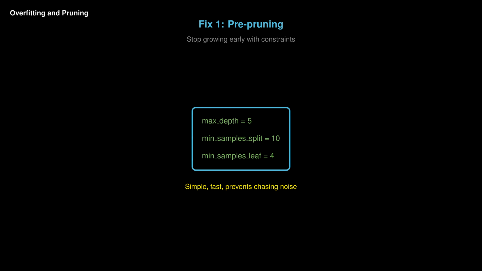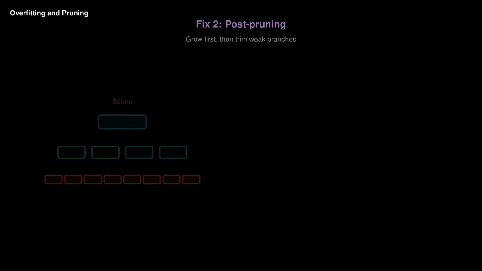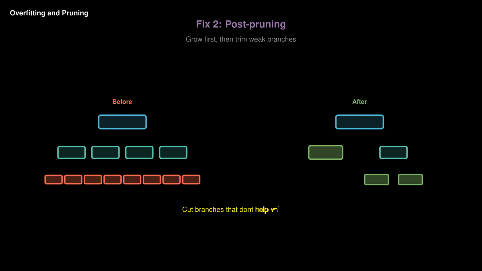The second approach is post-pruning. Grow the full tree first, let it overfit, then walk back up and remove branches that do not help on validation data. The idea is simple. If removing a subtree does not hurt validation accuracy, that subtree was just memorizing noise, cut it.